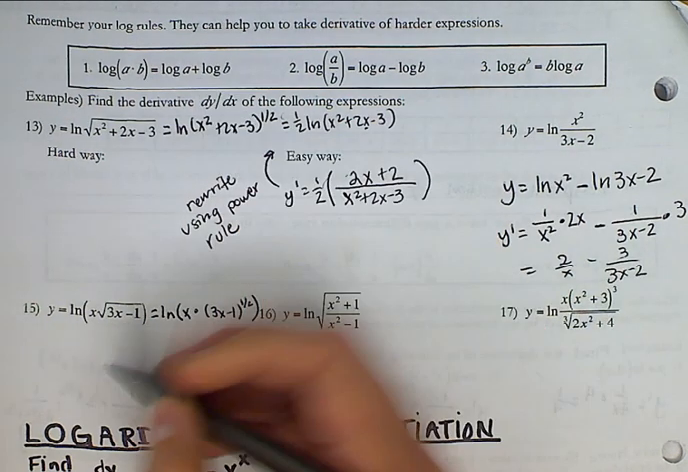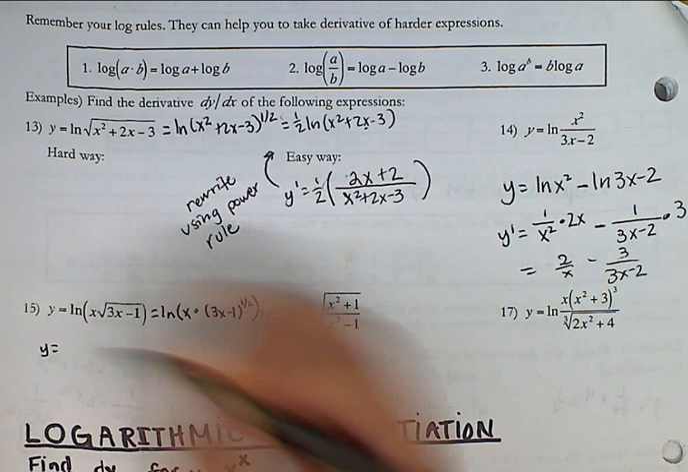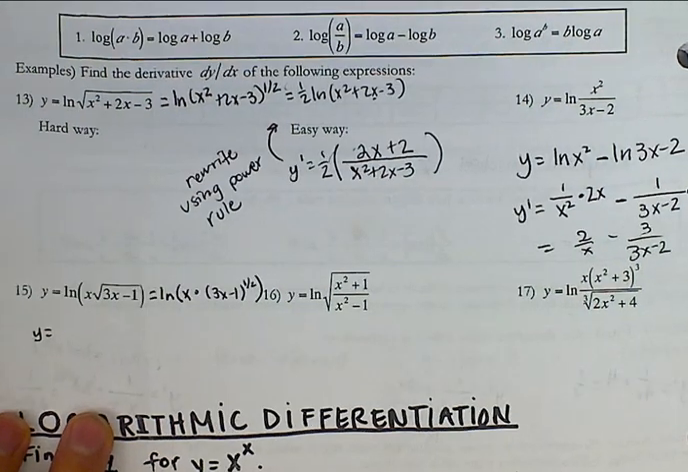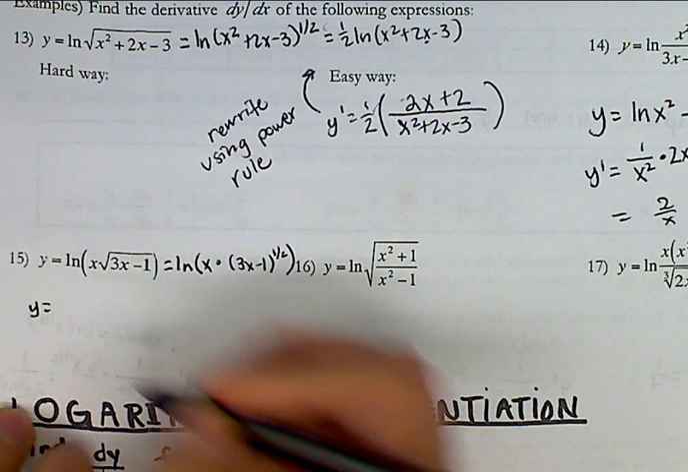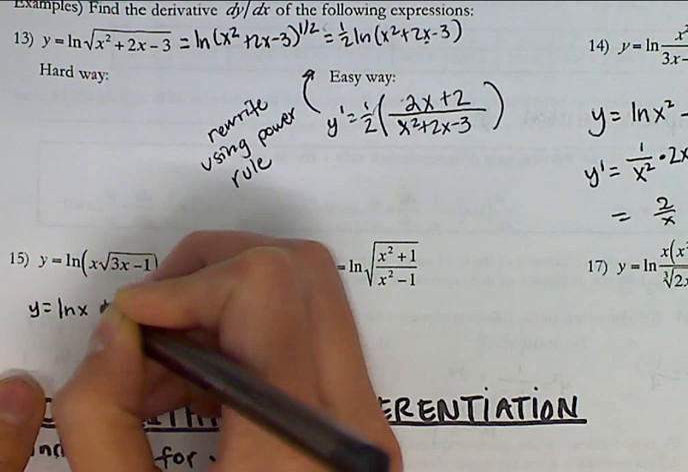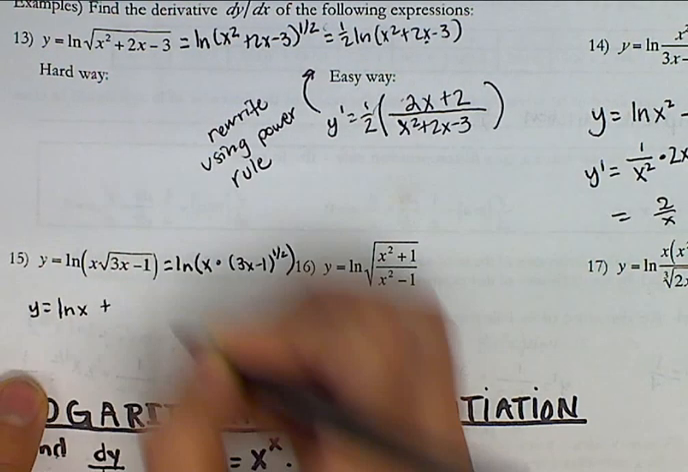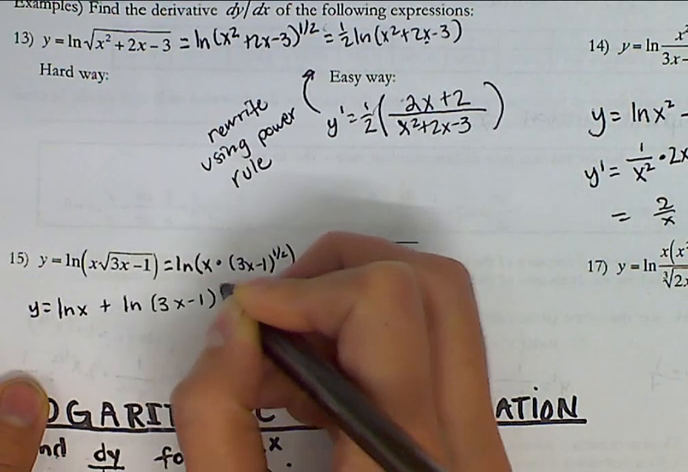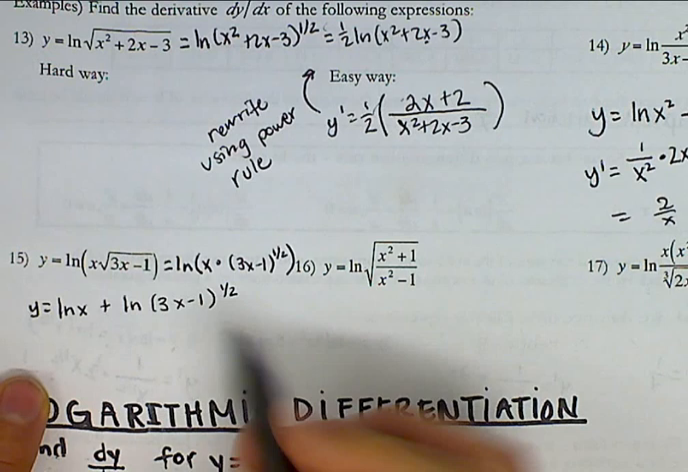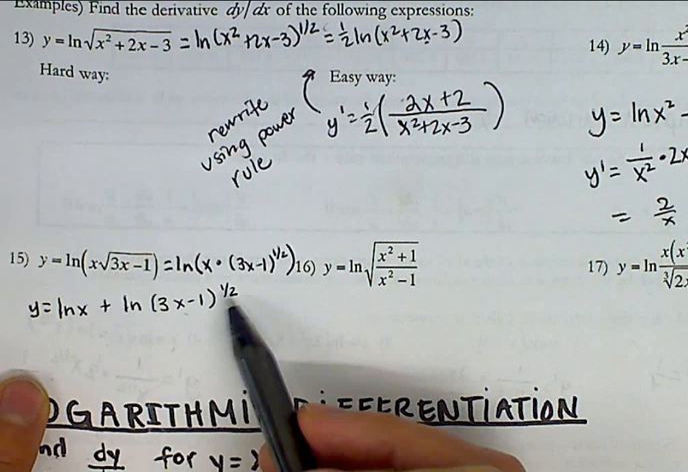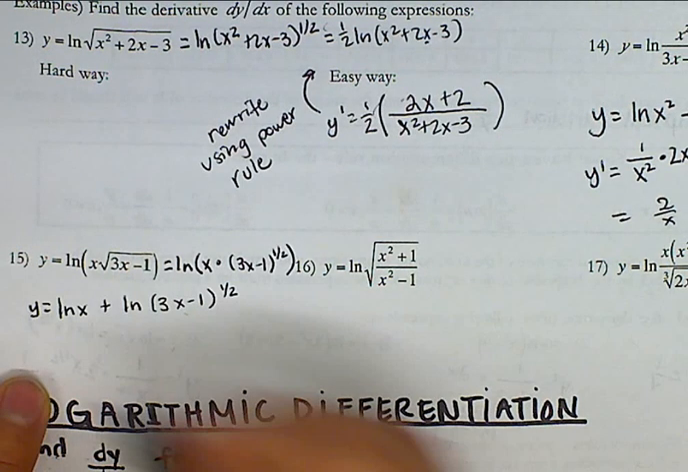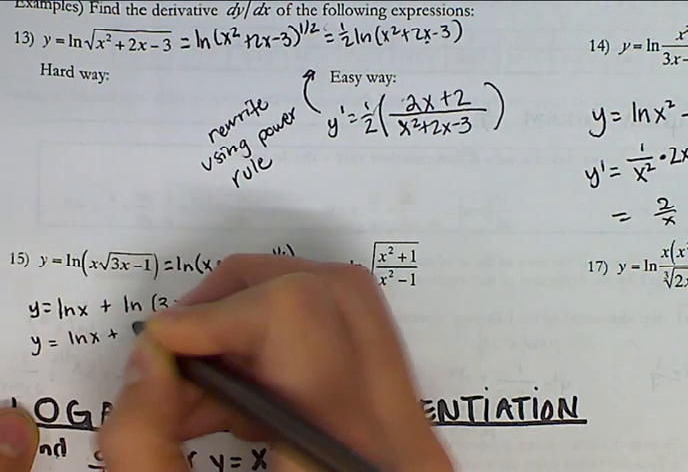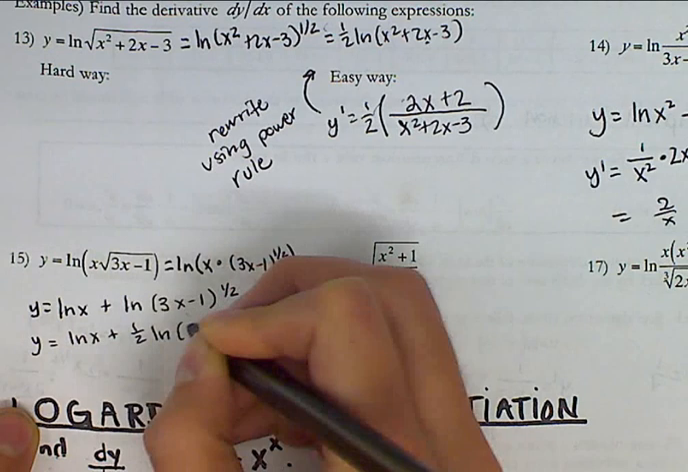So y is equal to ln of x plus ln of 3x minus 1 to the 1/2. And then with the power rule for logs, I can bring down that half. So y equals ln of x plus half ln of 3x minus 1.